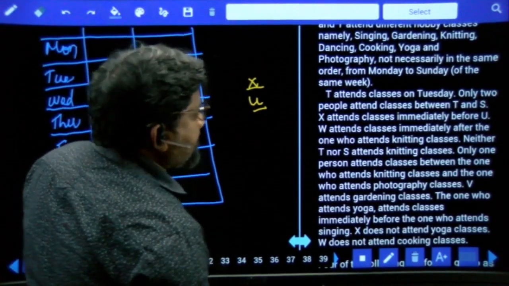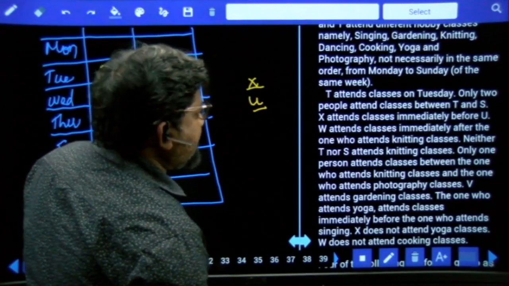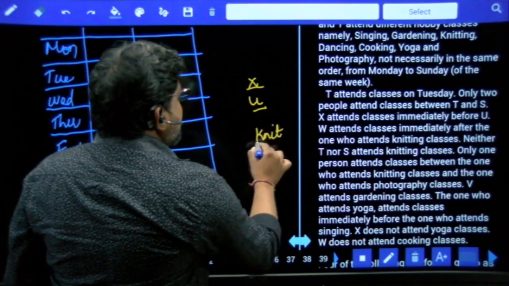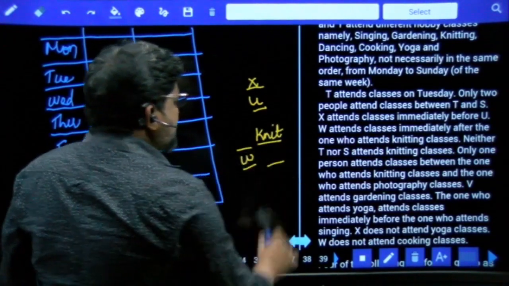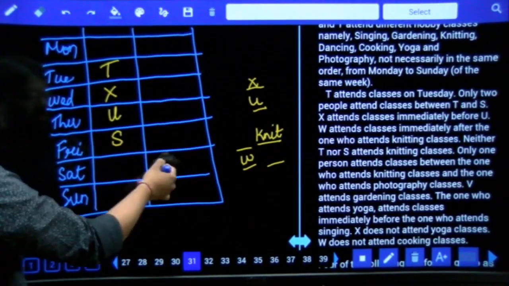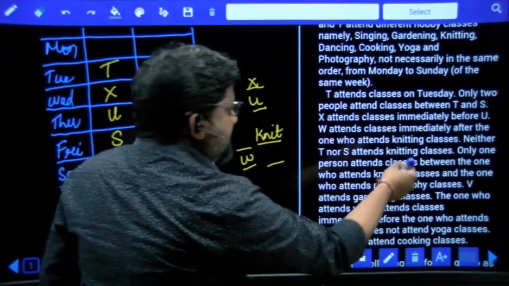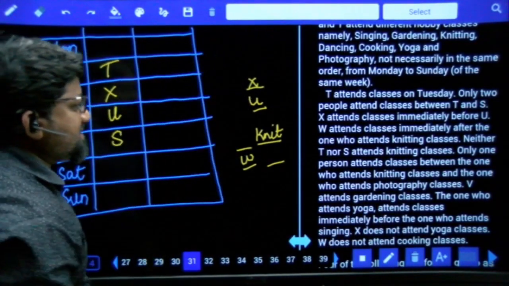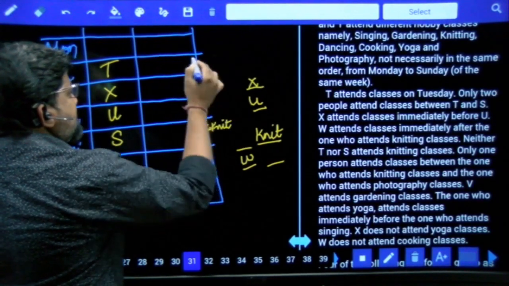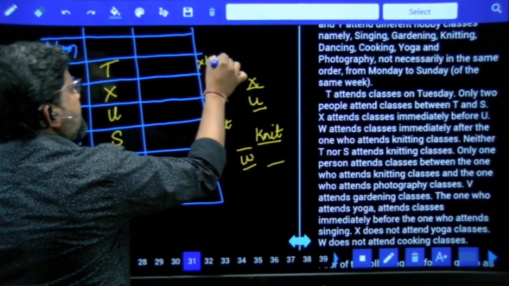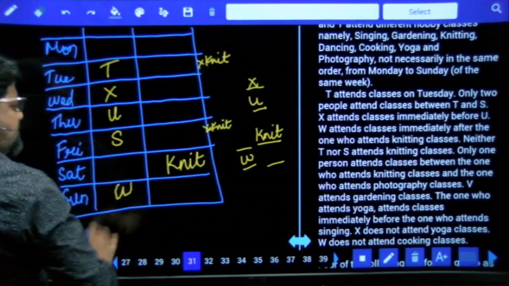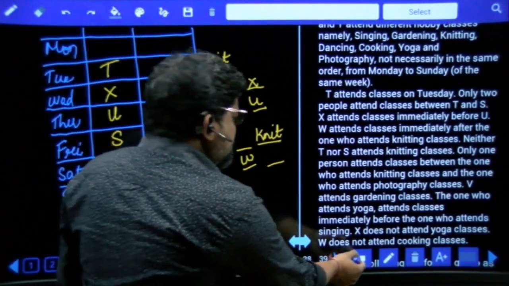Next, W attends the classes immediately after the one who attends knitting. Immediately after knitting is W. This is how the arrangement is supposed to be. Knitting W not possible, knitting W S. 2 cases, but continuation: neither T nor S attends knitting classes. S is not knitting. At the same time, T is also not knitting. So there's only one possibility. This is knitting and this is W. Done.